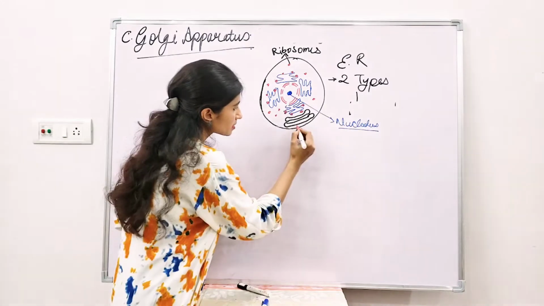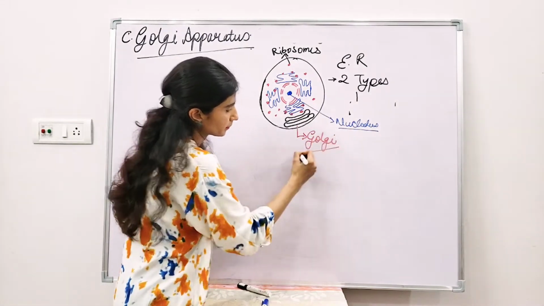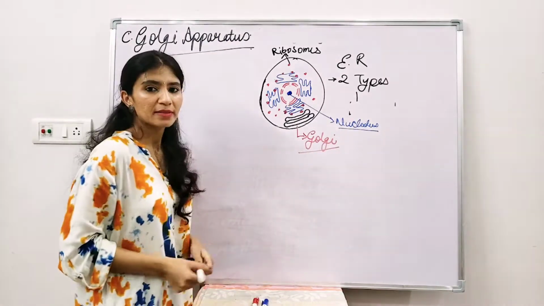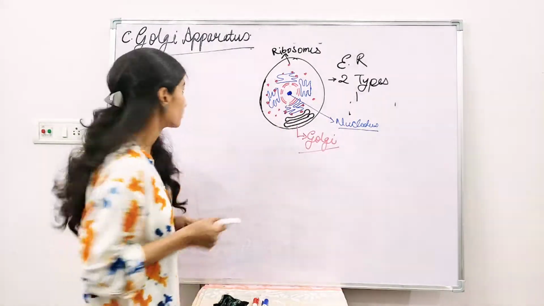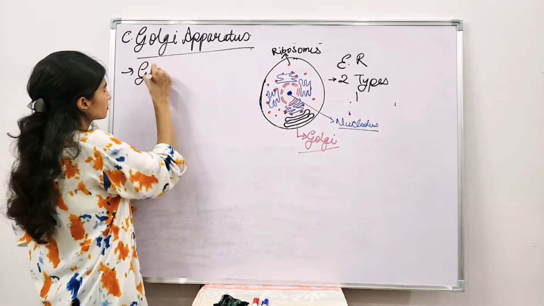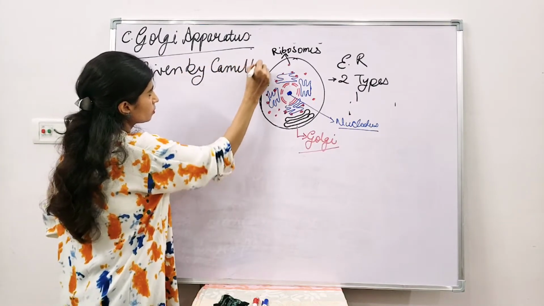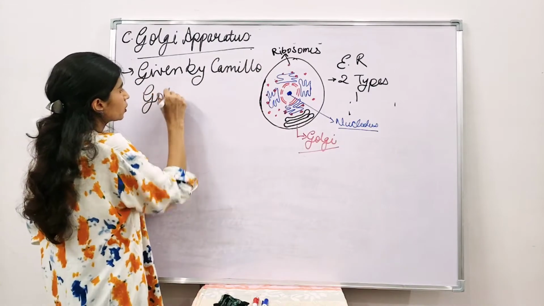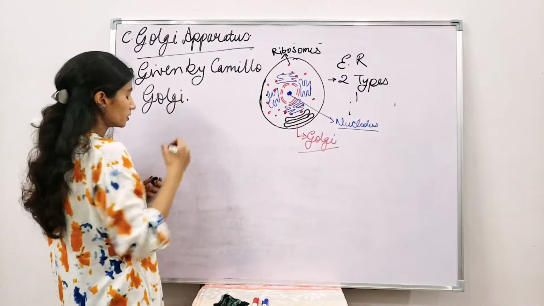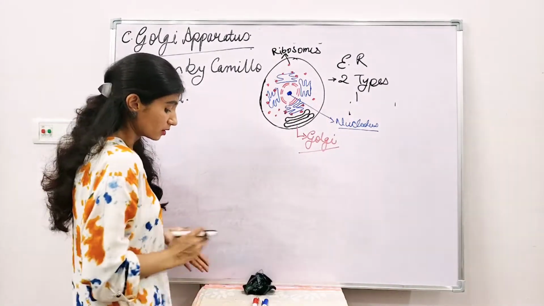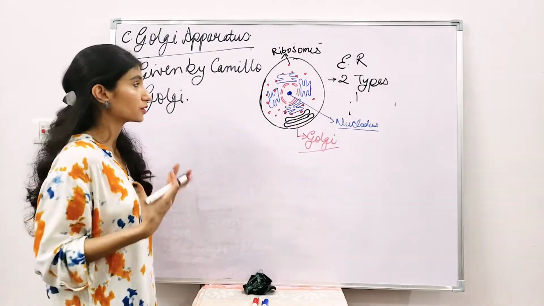Okay, these structures are called Golgi. There was a famous scientist whose name was Camillo Golgi. The Golgi was named after him. Camillo Golgi also received a Nobel Prize in the year 1906 for his work on nerve cells. He was working on nerve cells, and with one of his associates, he got the Nobel Prize for that.